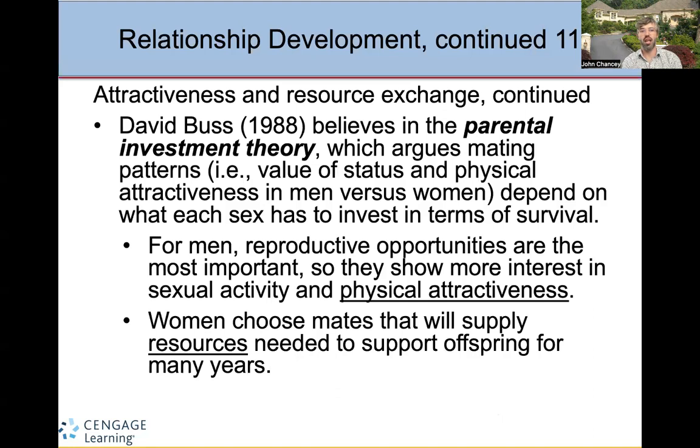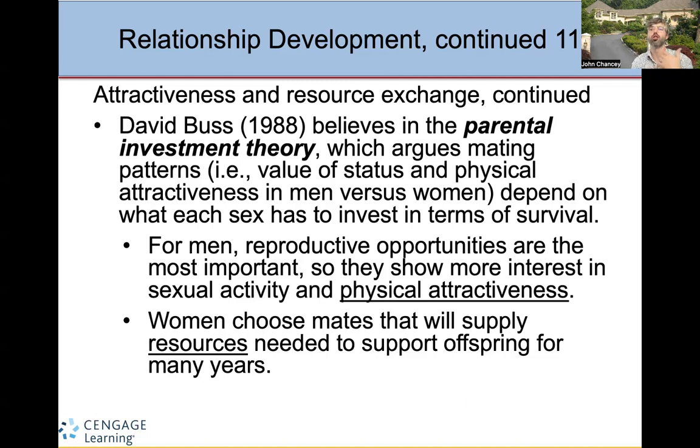And taking this even further, David Buss, 1988, theories as old as I am, took this exchange theory one step further with parental investment theory. This theory says that mating patterns, for example, who we choose to form romantic relationships with, for status, physical attractiveness, things like that, depend on what each sex prioritizes in terms of their survival. So this is starting to bring in elements of evolutionary psychology. From a male perspective, reproductive opportunities, the opportunities to keep the species going, are most important in terms of the connection to physical attractiveness, whereas women are more likely to choose men who are supplying resources to support the offspring they're going to produce together.